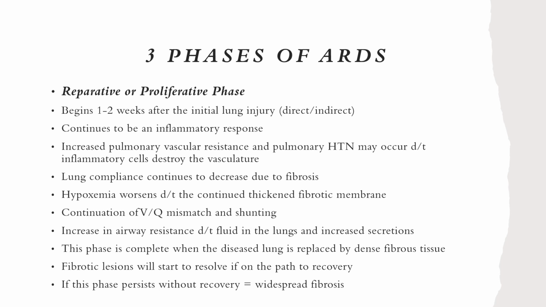This is going to continue with our increased pulmonary vascular resistance. We can even develop pulmonary hypertension by this point. It's just due to the increased inflammation occurring and our cell destruction. It's really destroying the whole vasculature of our lungs. So we have continued decreased lung compliance. We're going to continue to have fibrotic alveoli. Our hypoxemia is going to worsen. We're going to continue to have that thickened hyaline membrane, and continuation of that VQ mismatch.